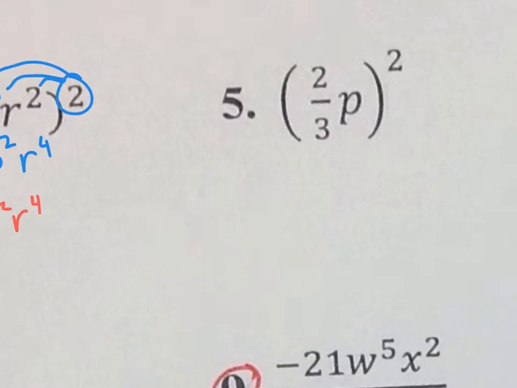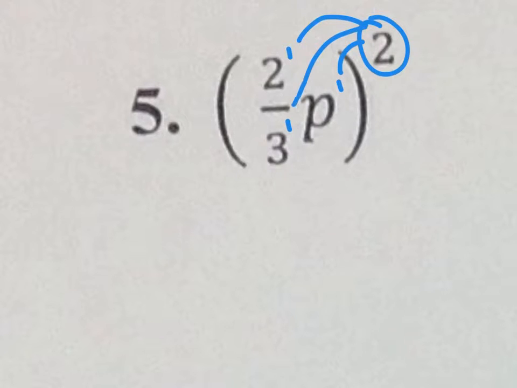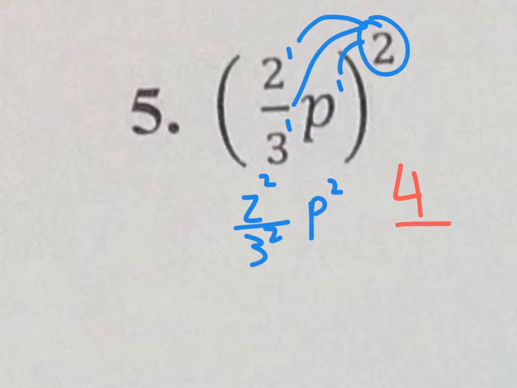Number 5. You have to distribute, again, because you have parentheses and an exponent on the outside, you have to distribute that exponent to each and every other exponent. So there's a 1 right there, a 1 down here, and a 1 right there. You're going to distribute it to each and every one of those. So you're really going to have 2 to the 2nd, 3 to the 2nd, p to the 2nd. So my final answer will be 4 over 9 with the p on the side to the 2nd power.